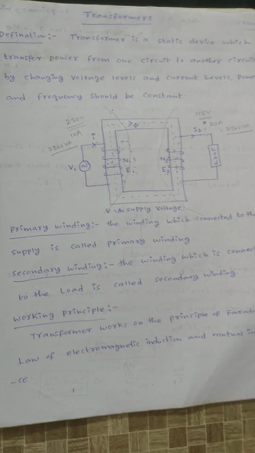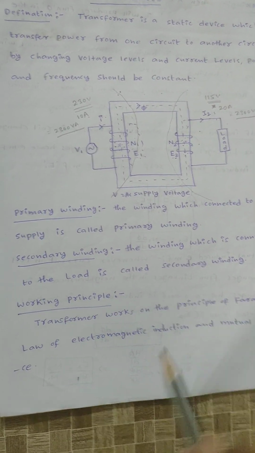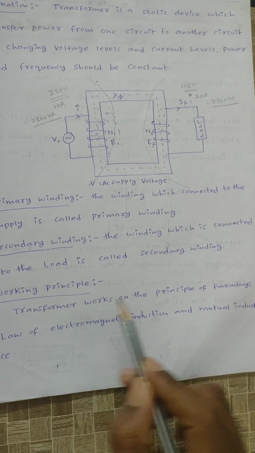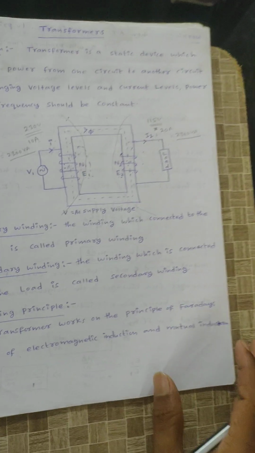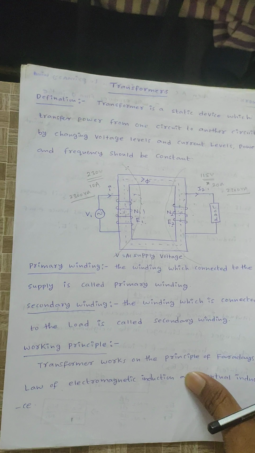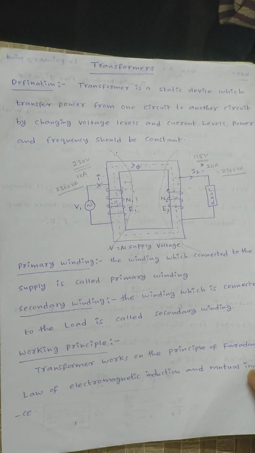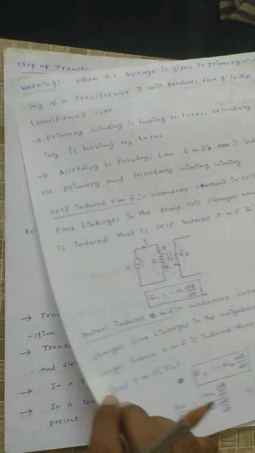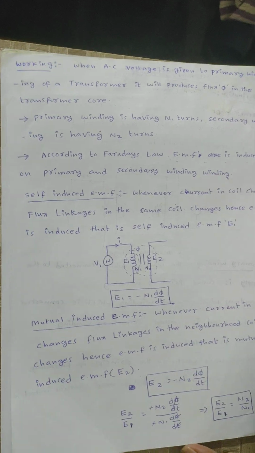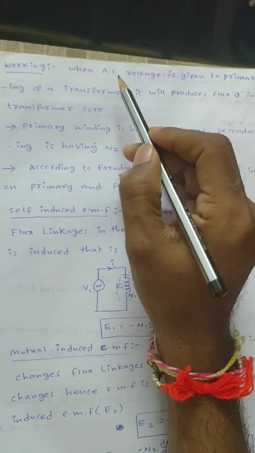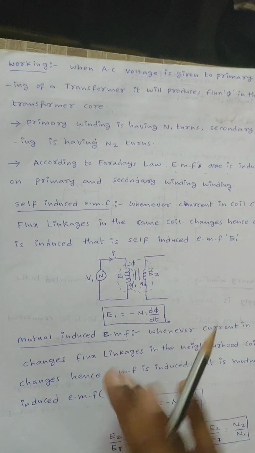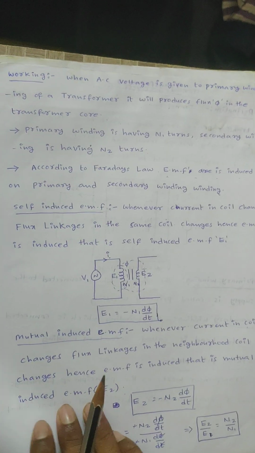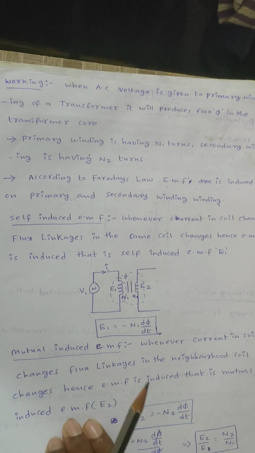Now we will see the working principle of a transformer. A transformer works on the principle of Faraday's law of electromagnetic induction and mutual inductance. That is the working principle of a transformer. Mutual induction is nothing but, when AC voltage is given to the primary winding of a transformer, it will produce a flux phi in the transformer core.